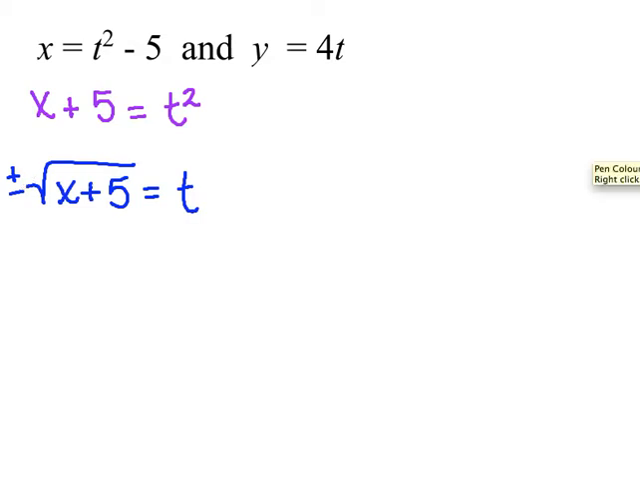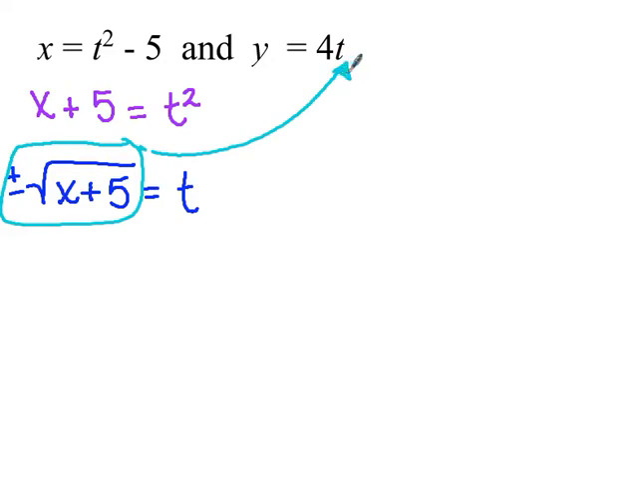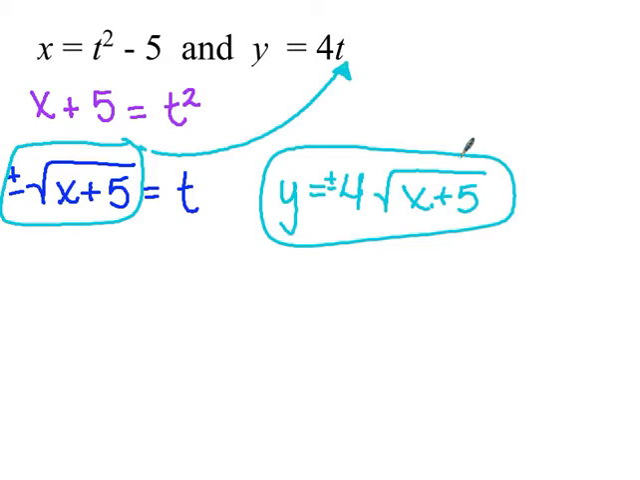So now I'm going to take that plus or minus root x plus 5, and plug that right in here for the t. So my equation will look like this: y equals 4, and I'm going to put the plus or minus right in front of that 4, and then the answer will be root x plus 5. Now, believe it or not, this is actually another sideways parabola.